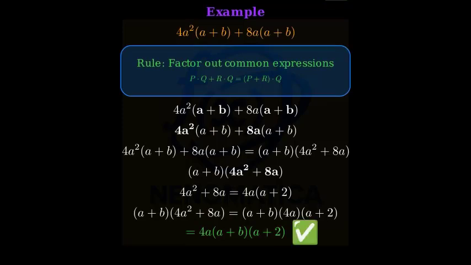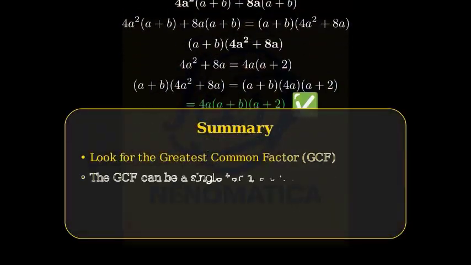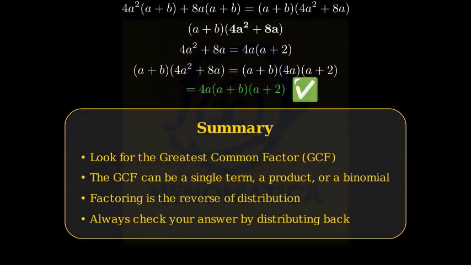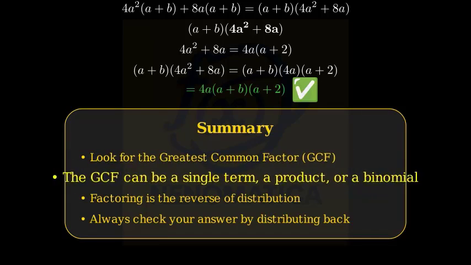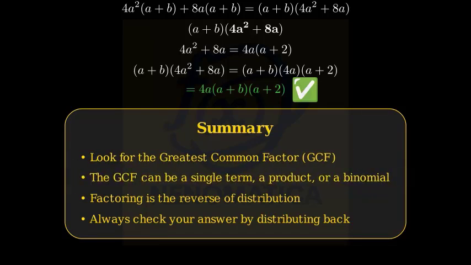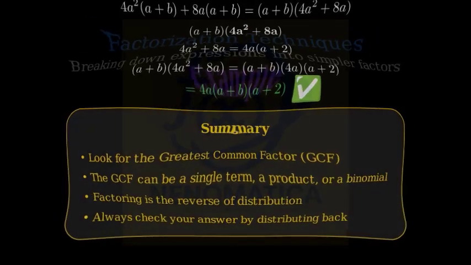Let's summarize what we've learned about factoring algebraic expressions. When factoring, we look for the greatest common factor, which could be a single term like b in our first example, a product of terms like 5a squared b squared in our second example, or even a binomial expression like a plus b in our third example. Remember, factoring is essentially the reverse of distribution.